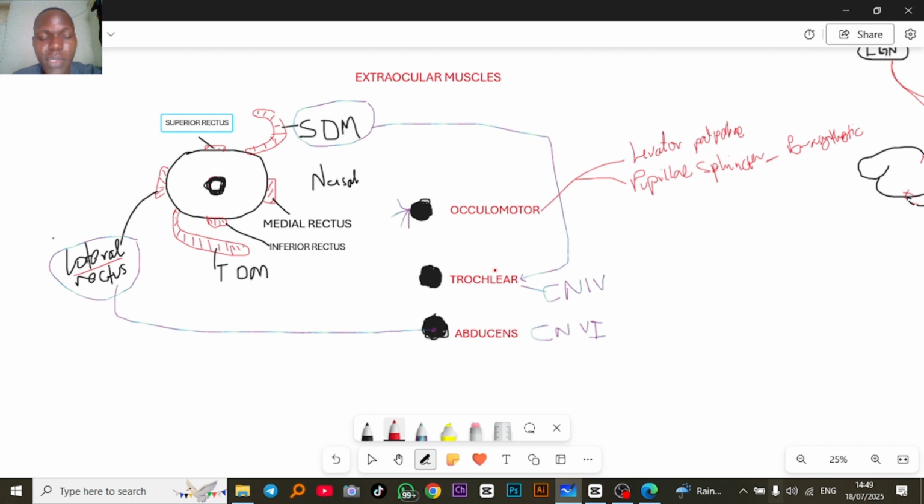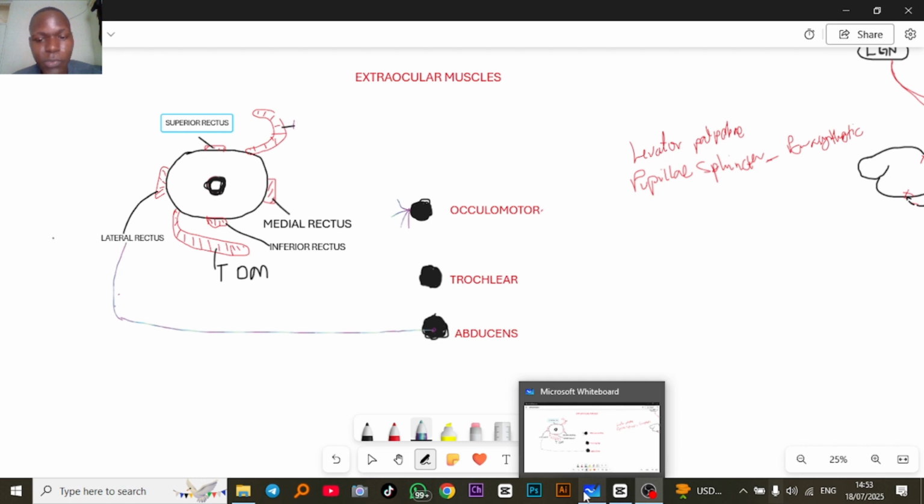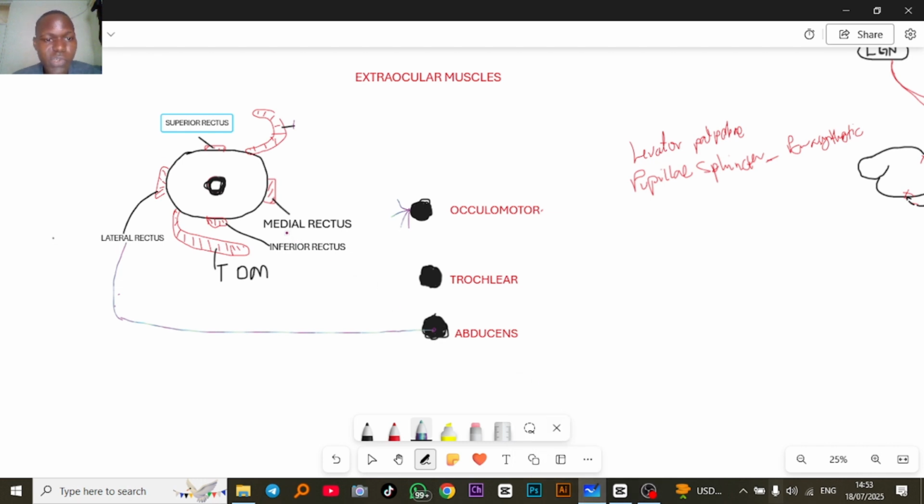Shall we look at their actions? Of course. So the actions, the easiest way, I'll first erase some of this information so that we have a clear view of it. In this part, we are going to look at the actions of these muscles in the easiest way possible. Starting with the easier ones, we have the medial rectus and the lateral rectus.